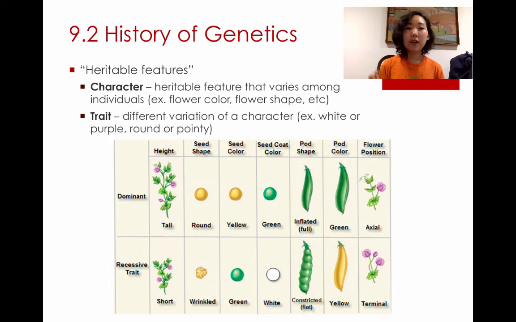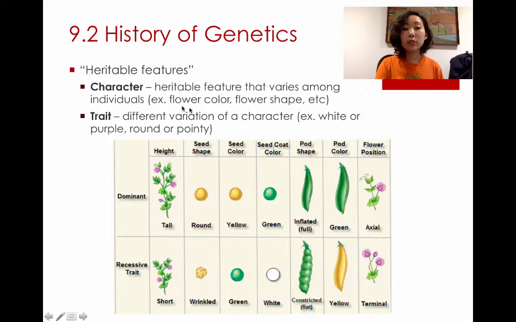So what are these heritable factors or features? There's something called a character, which is like a characteristic. This is review of what we talked about before, but a character would be any heritable feature that varies among individuals. Examples are flower color or flower shape. Any characteristic that you could use to describe something is probably a character or heritable factor. And within the character, you can have different manifestations of that characteristic. You could have different traits. So traits are just the variations of that character.